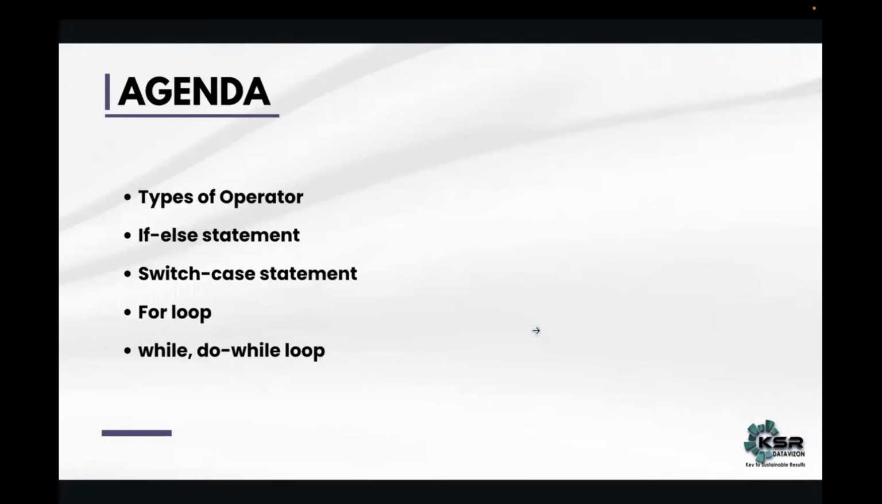So in today's class, what will we see? We'll see the types of operators, the remaining two or three types which we have missed. Then the if else statement, in control flow statements, the switch case statement, for loop, while, and do while loop. Okay, we'll see this.